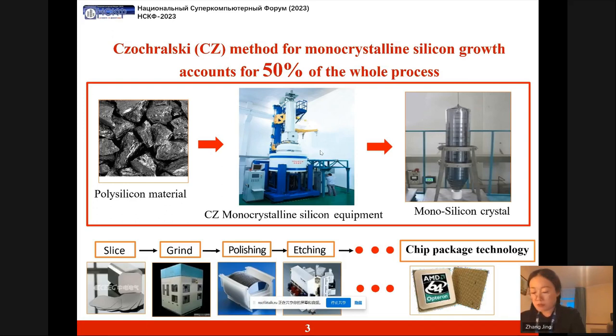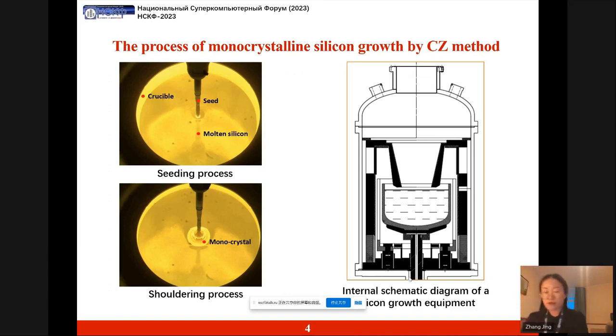To be used in microelectronics, the monocrystalline silicon crystal should be followed by a series of treatments, as you see on this slide. The whole procedure is very complicated. It means that each stage of the procedure is crucial to the quality and yield of the final product. I will give a brief introduction to the CZ method for growing crystals.